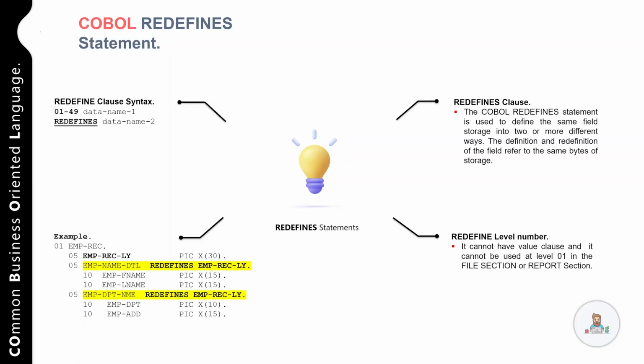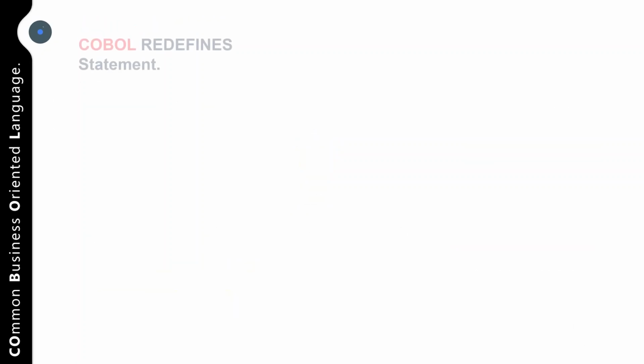If you notice, the previous redefinition covered the complete 30 bytes, and in my next redefinition I've actually used only 25 bytes. I've not used the entire 30 bytes. This is how you can use the REDEFINES statement to redefine the same memory location which was used by different variables within that particular record layout.